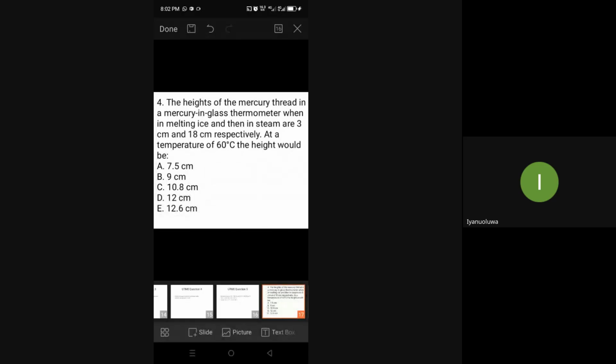The height of the mercury thread in a mercury-in-glass thermometer, that is liquid in glass, that's the thermometric property, when in melting ice, that is ice point, and then in steam, that is steam point, are 3 centimeters and 18 centimeters respectively. This UTME past question: at a temperature of 60 degrees Celsius, what would be the height?